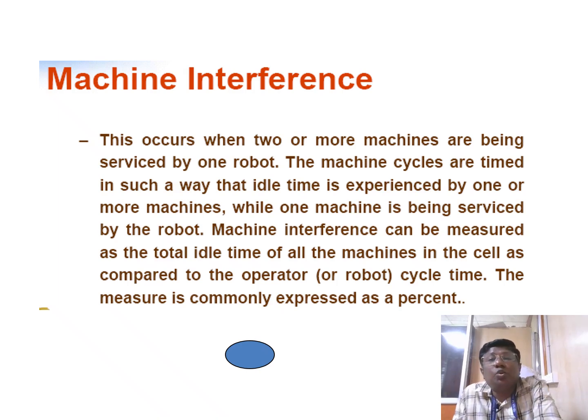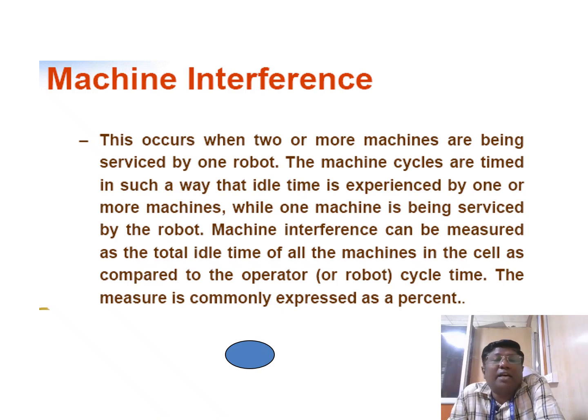This occurs when two or more machines are being serviced by one robot. So when the robot is serviced by, say, a robot-centered layout, which we have seen, one robot is performing with two or three machines. At that time, the machine interference should not occur.